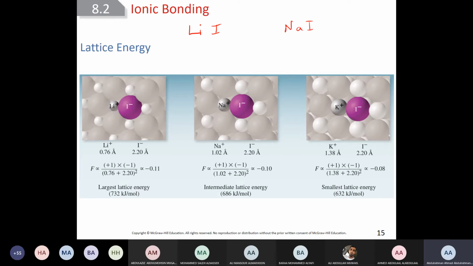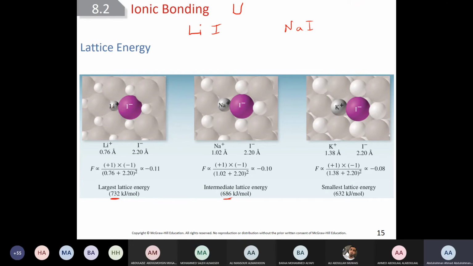Which one is bigger? Sodium iodide. Oh, bigger U, a bigger energy. Lithium iodide has the bigger lattice energy. Okay, why? 732, 686. It is smaller. Because of size. Iodine is the same, but lithium is smaller than sodium, right?